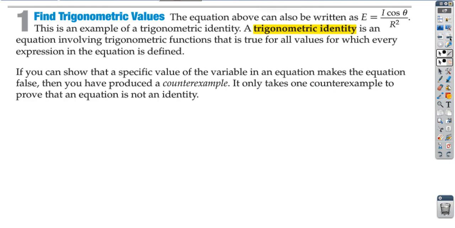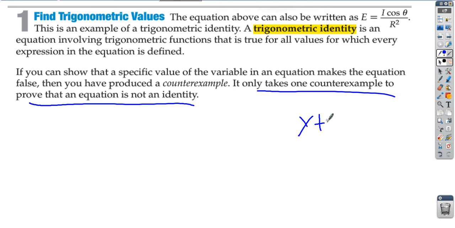Okay, so now in a trigonometric identity, there's a whole bunch of them. But basically the idea for showing that a trigonometric identity is true is that if we can show that both sides are identical, we've proven it. If we can find a single counterexample, then that means it's not true. A counterexample, this is what this says right here. It only takes one counterexample to show that something is not an identity.